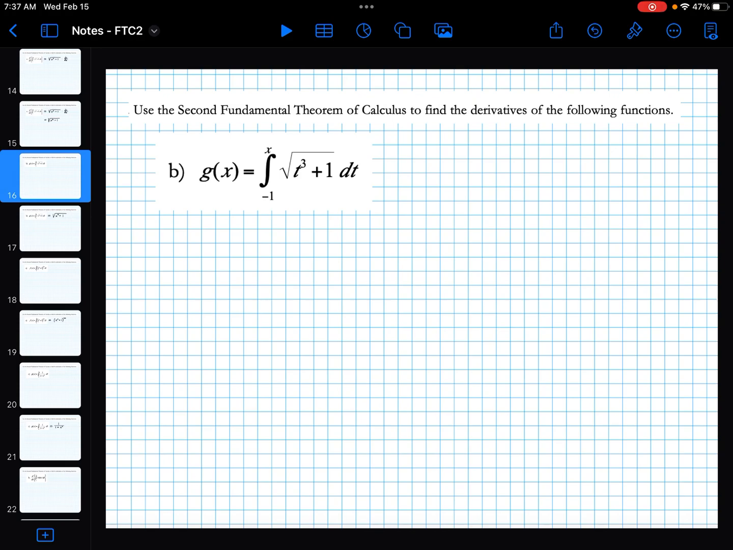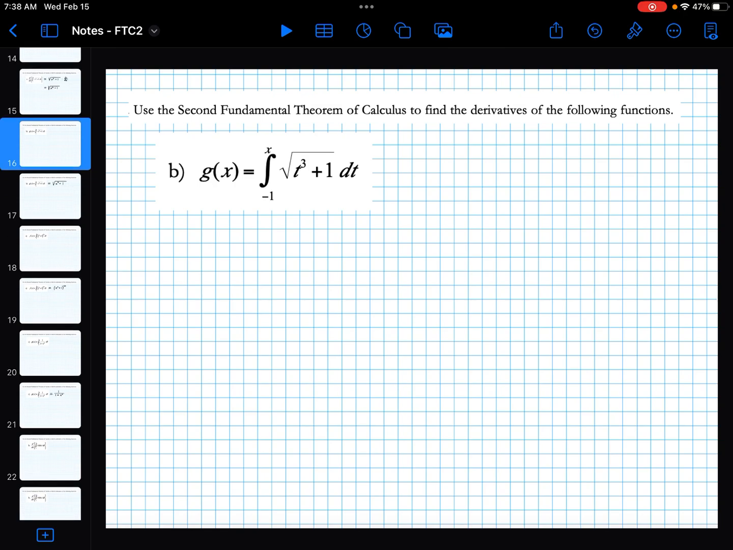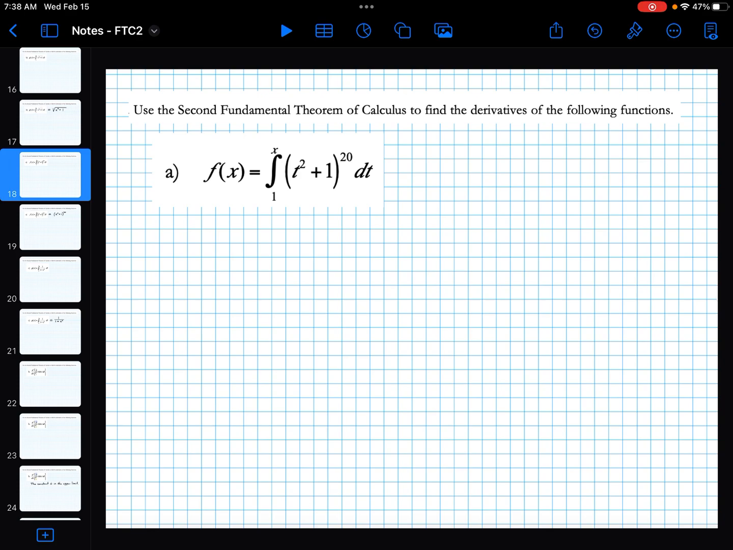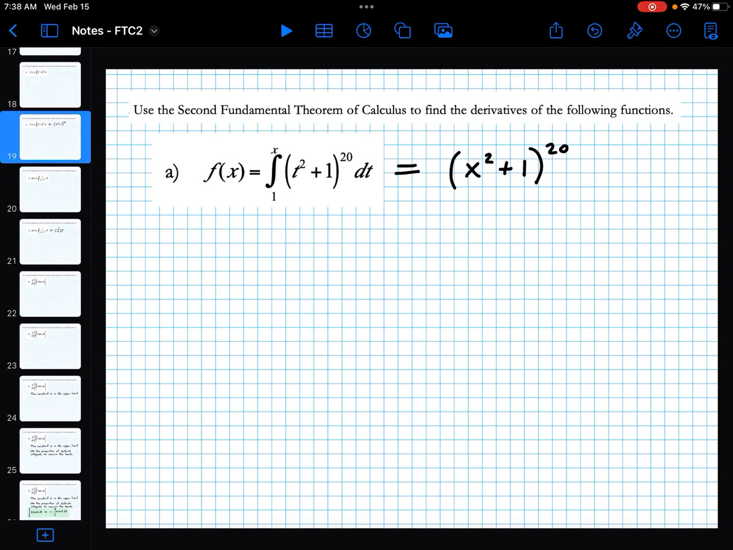Let's do another example. Again, constant lower limit, check, -1. Variable upper limit, x. So this one's simply going to work out to be the square root of x cubed plus 1. And you're done. That's the derivative. Here's another one. Constant lower limit, variable upper limit. Right? All you do is rewrite the integrand. You just replace all the variables in the integrand with the variable expression in the upper limit. And if your upper limit is anything more than just x to the first power, you have to multiply by the derivative of the upper limit. You'll see that in just a moment.